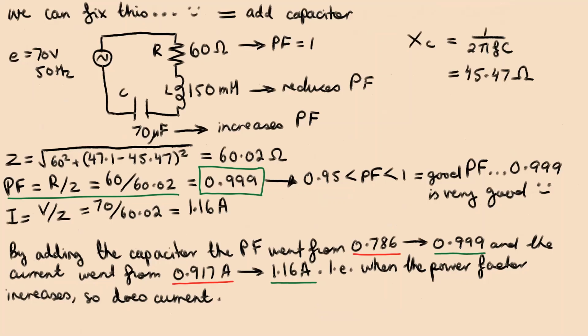Through adding a 70 microfarad capacitor to the circuit, we increase the power factor from 0.786 to 0.999, which is very nearly close to 1. Also note that by increasing the power factor, we also increase the current, a trade-off to manage poor power factors.